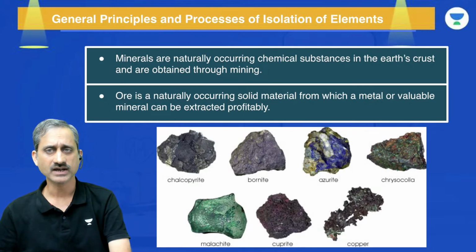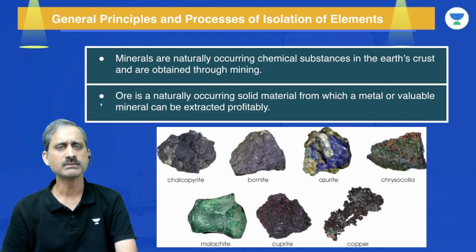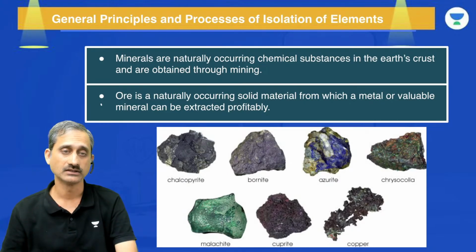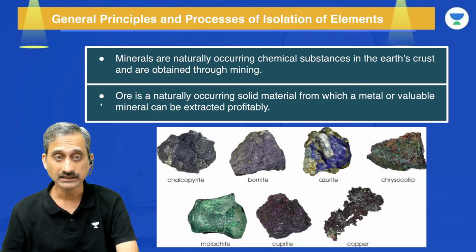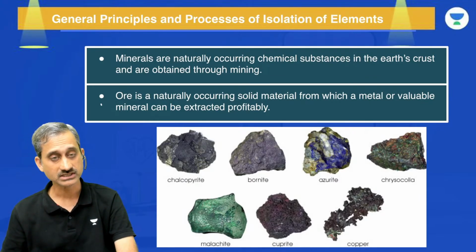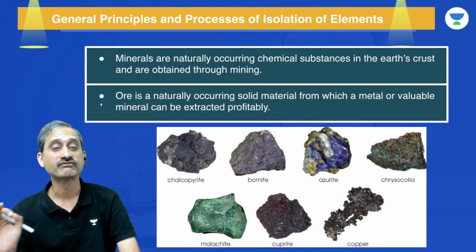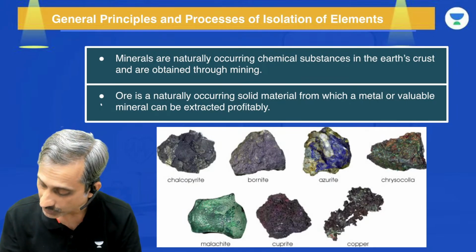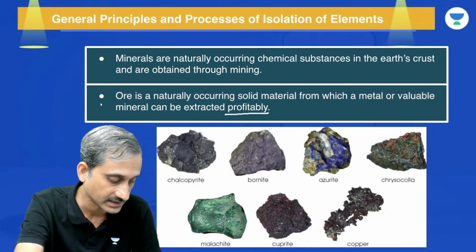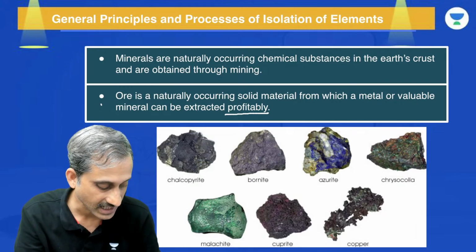So we have the general principles and process of isolation of elements. Now there are minerals. What are minerals and what is an ore? Please remember, anything which can be extracted from the earth, whichever is obtained from the earth, is a mineral, whether it be soil itself, or oil obtained from the earth, mitti ka tel, which we call mineral oil. Coal is a mineral. Anything we obtain from the earth's crust is what we know as a mineral. What is an ore? An ore is a naturally occurring solid material from which a metal or valuable mineral can be extracted profitably. The word profitably is most important. If it can be obtained profitably, then it is an ore. If it cannot be obtained profitably, it is not an ore.